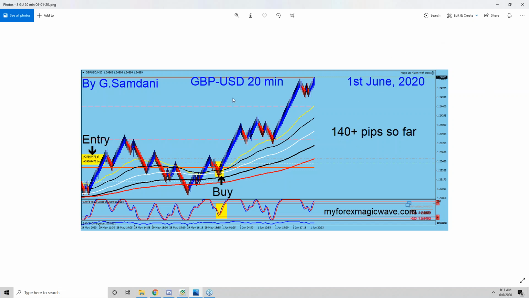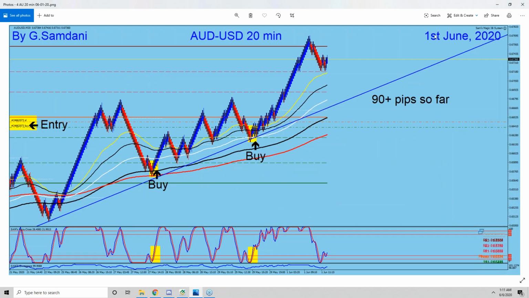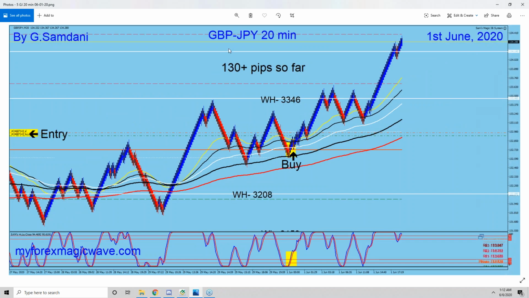This one, 140 pips, pound USD, on the next day, June 1st. June 1st also, Aussie USD went up 90 pips here. This was a trade, and then this was a trade. This is the one I'm showing. This didn't move much, closed, and then I made the entry from here. Pound yen, you can see on June 1st, 130 pips, beautiful entry here.